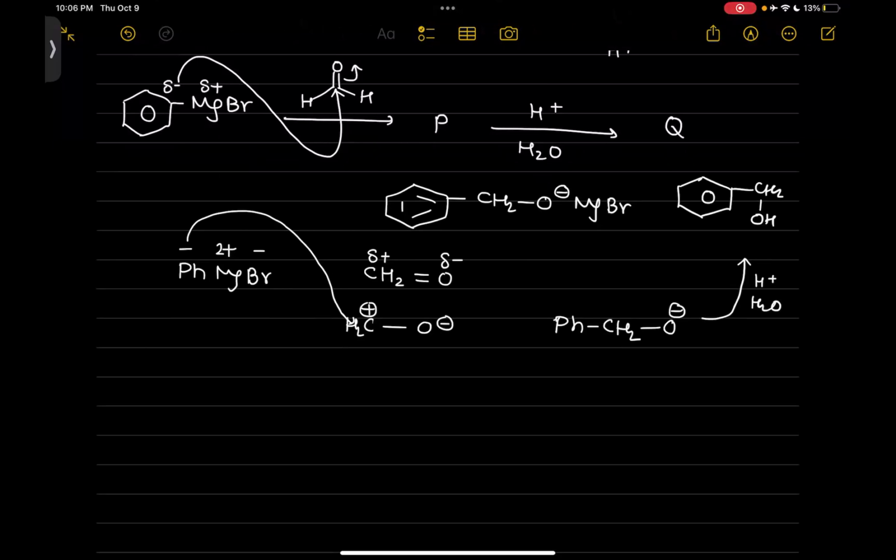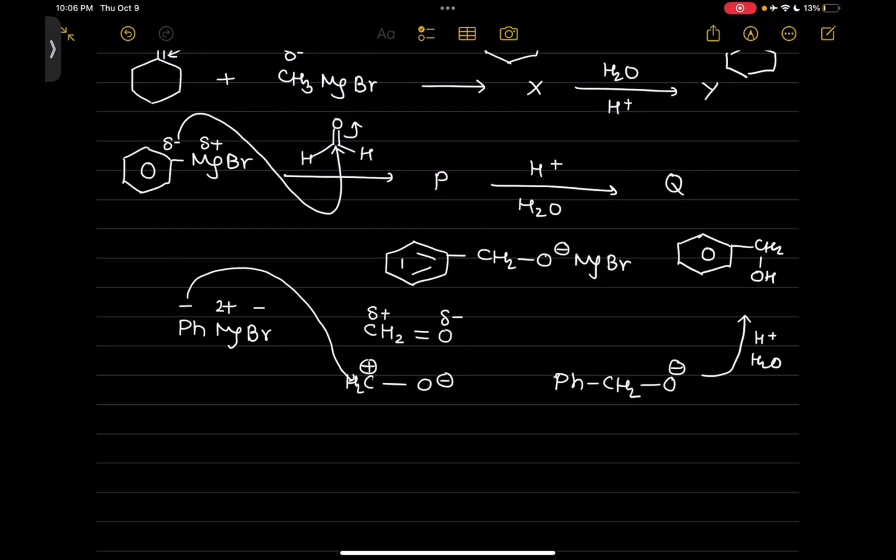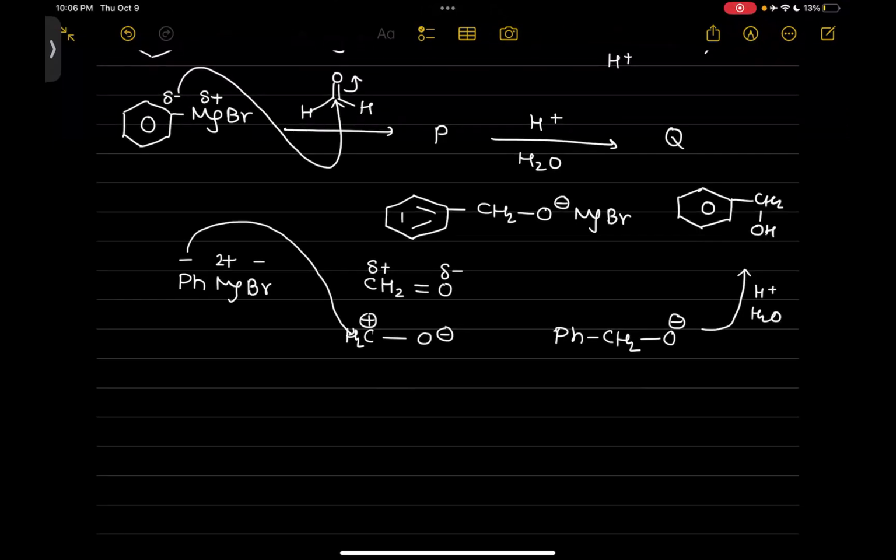With ketones, you are going to get a secondary alcohol. You need to remember to look for the groups which are there in the ketone. Accordingly, you can take the appropriate ketone and a Grignard. Getting a point or not?